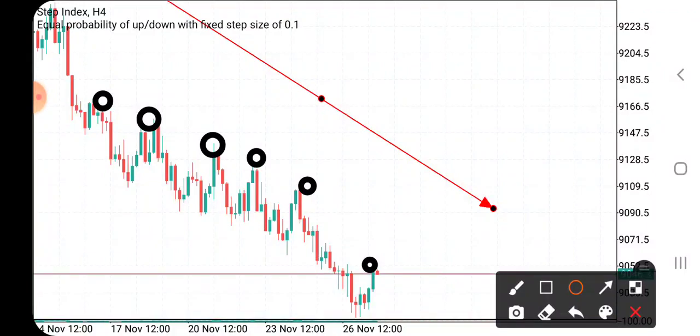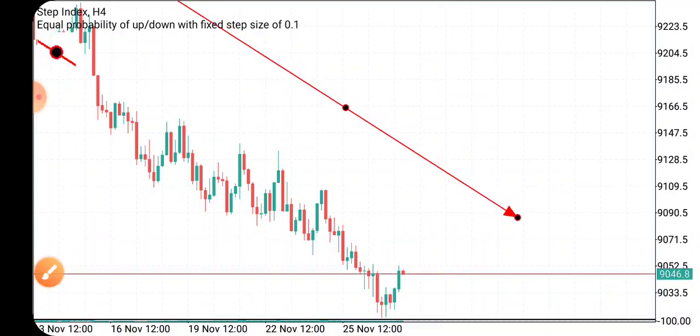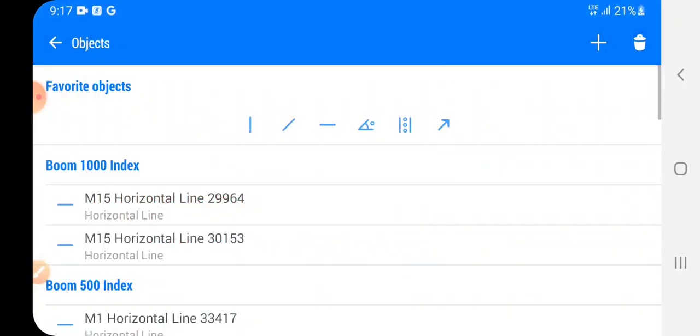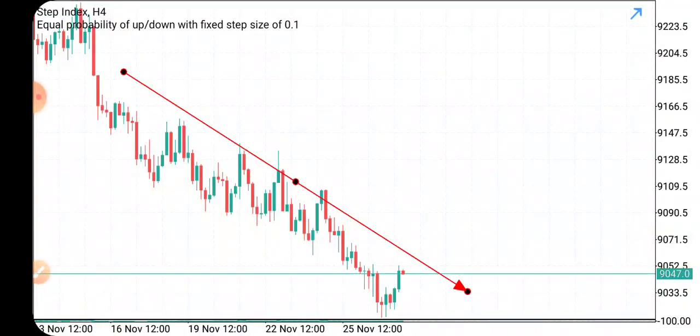So when you put your trend line, when you connect your trend line, you look out for the next thing.